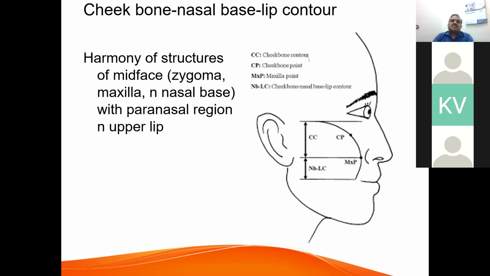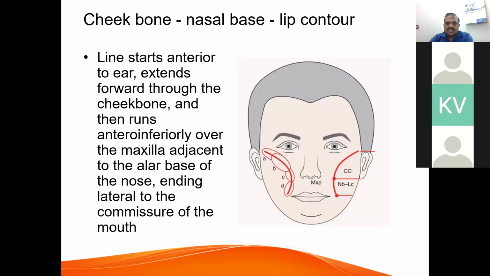The contour of the middle third of the face: the cheekbone, nasal base, and lip contour. So the harmony of the structures in the midface, like the zygomatic bone, maxilla, and alar base with the paranasal region and upper lip, has to be assessed. That will give you a clinical plan of how we are going to proceed, whether only the maxilla has to be addressed or the mandible also has to be addressed. So the cheekbone, lip, and nasal base contour.